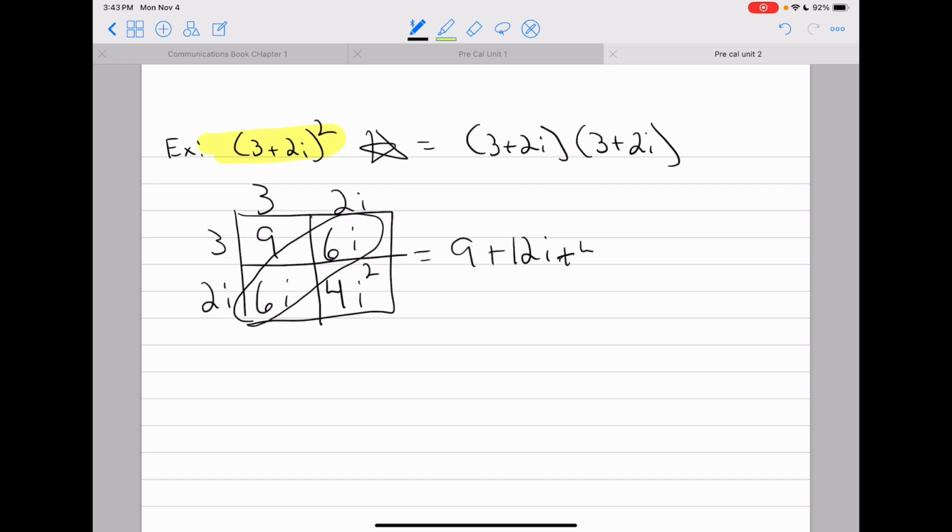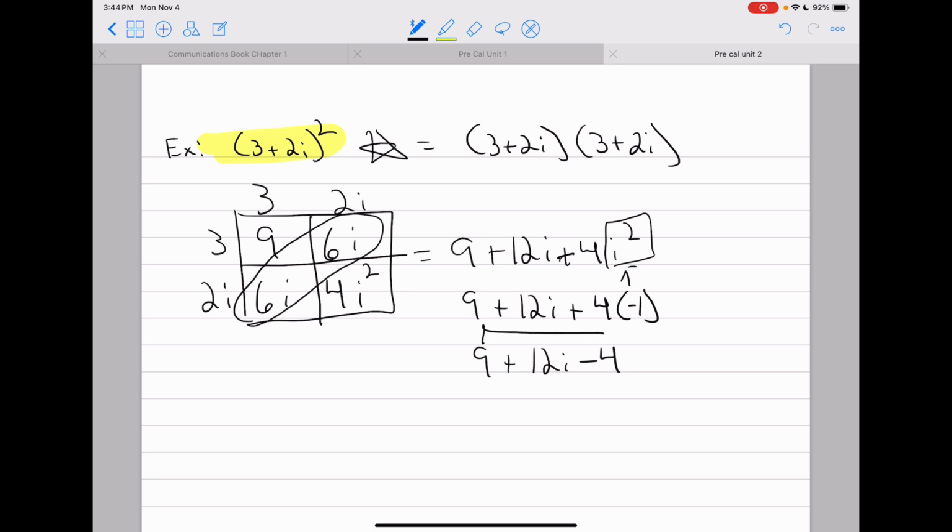plus 4i squared. Again, that i squared has to jump out at you. 9 plus 12i plus 4 times negative 1, because i squared is negative 1. 9 plus 12i, and 4 times negative 1 is minus 4. Like terms: 9 minus 4 is 5, so the answer is 5 plus 12i.